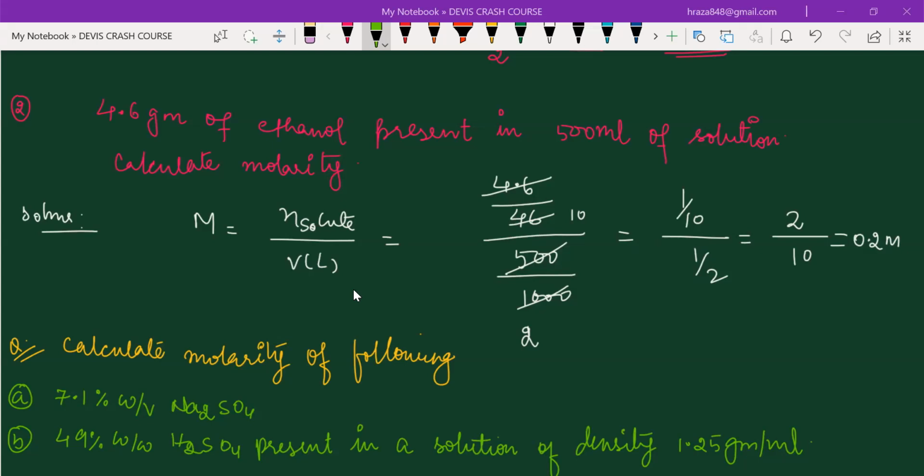For sodium, what is the atomic mass? It's 23.